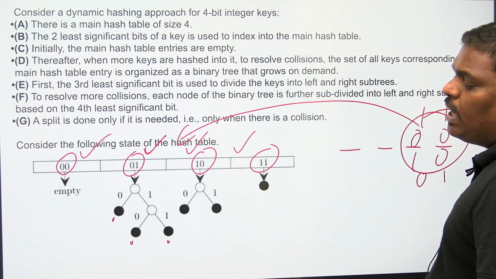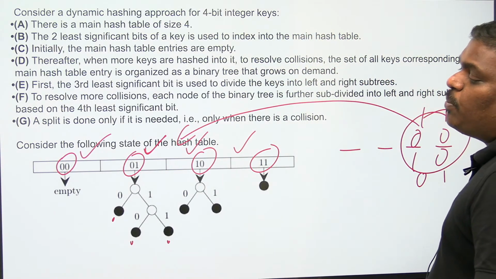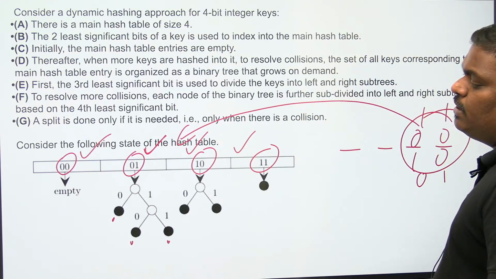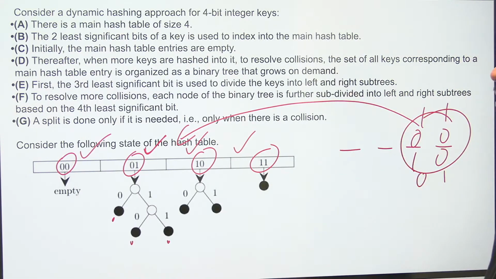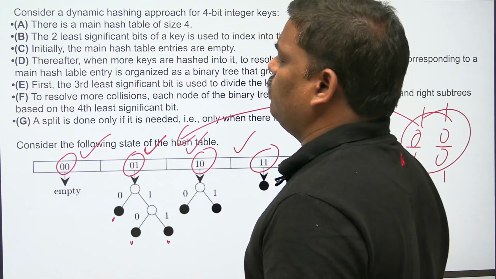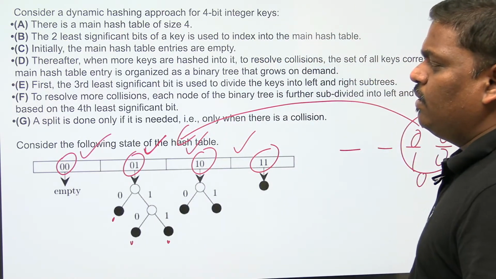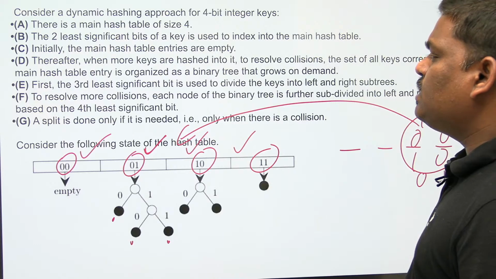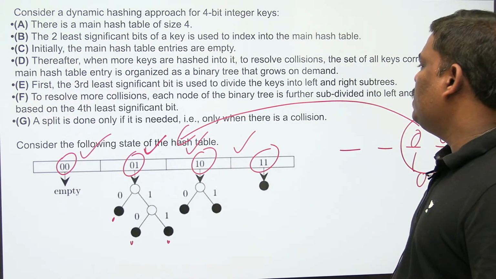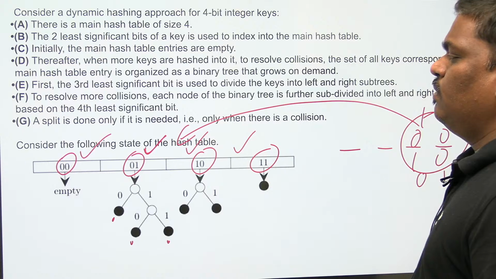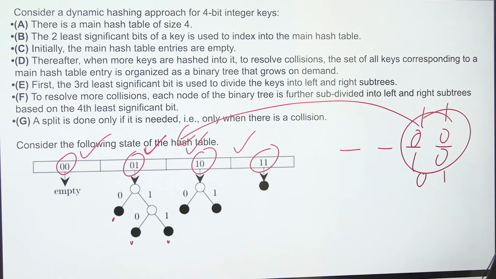Many people can see 1, 2, 3 people came. Those who went to the same slot, suppose 3 people came to the same slot, will be stored in the form of a binary tree. So in binary tree format they will store. Go to E: first, the third least significant bit is used to divide the keys into left and right subtrees.